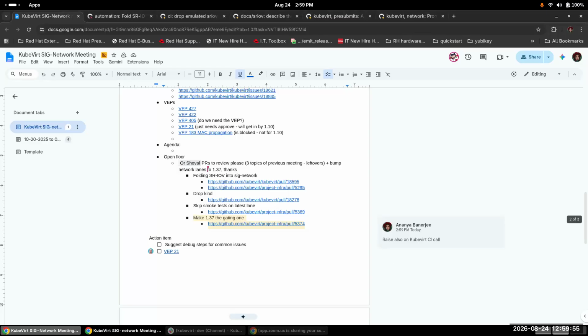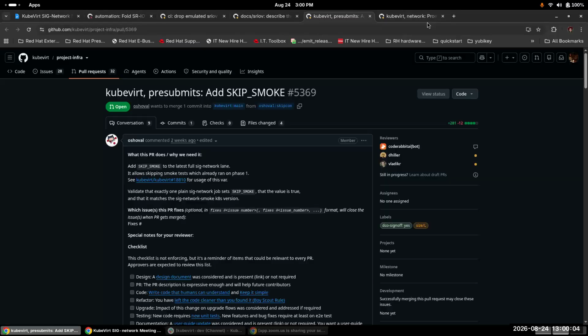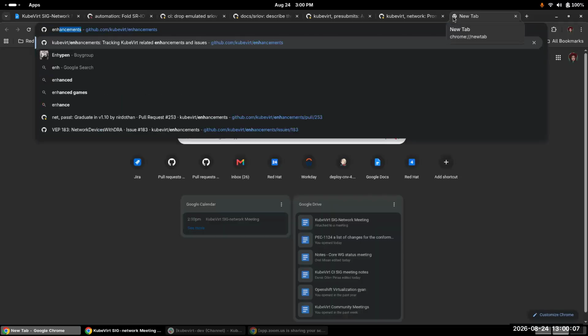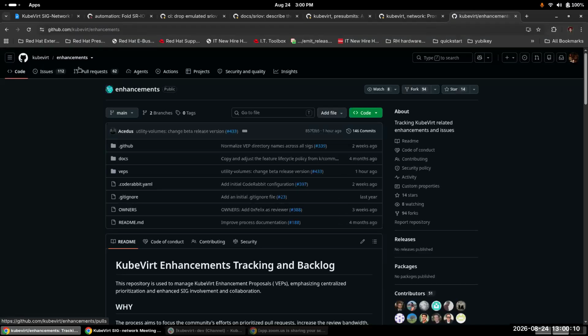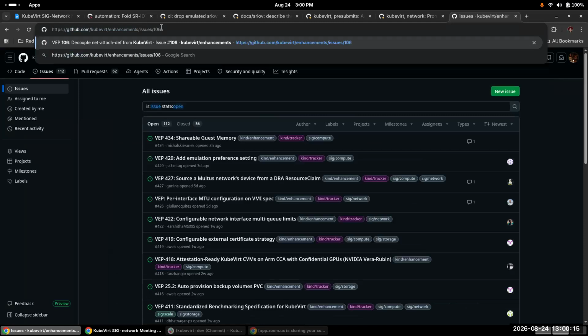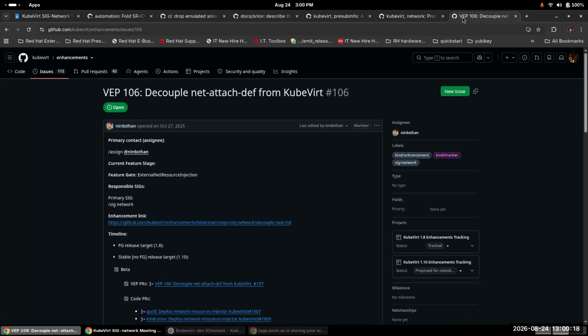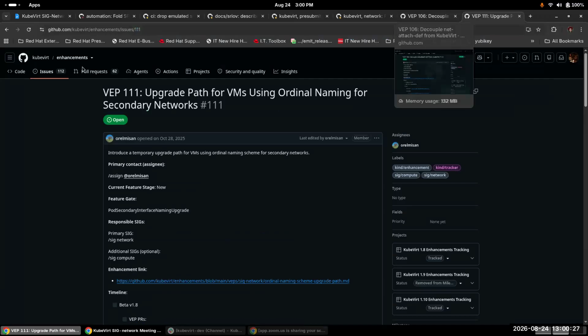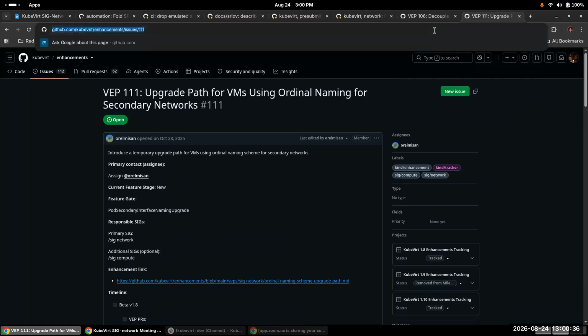Any other topics for the open floor? I have VEPs 106 and 111. For VEP 106, I don't remember who reviewed it. I think it was Ananya. Not the VEP itself, but the implementation. The VEP itself was already merged. And for VEP 111, we also need a core approval to approve it, and we are good. But the deadline for the code freeze is later, right? It's not September 2nd. Yes, we just need to make it to the feature freeze.